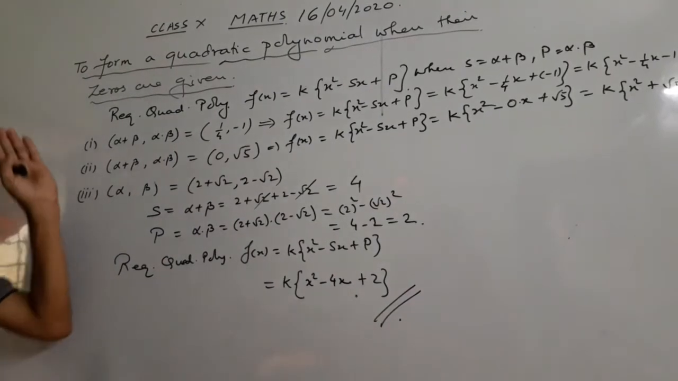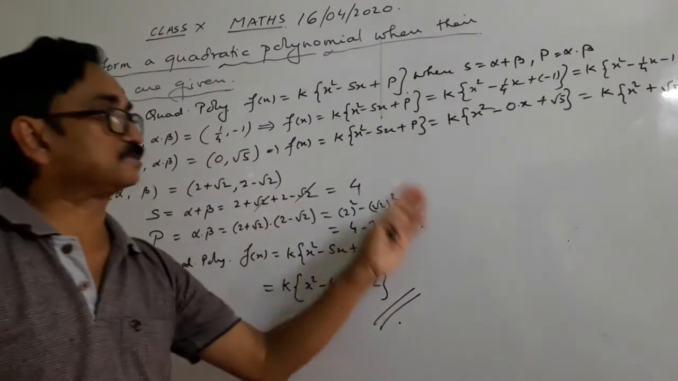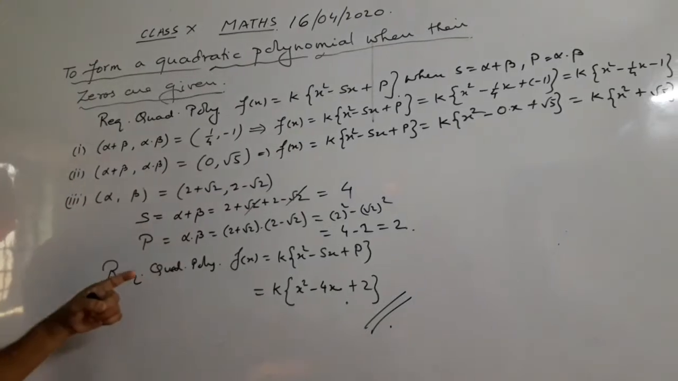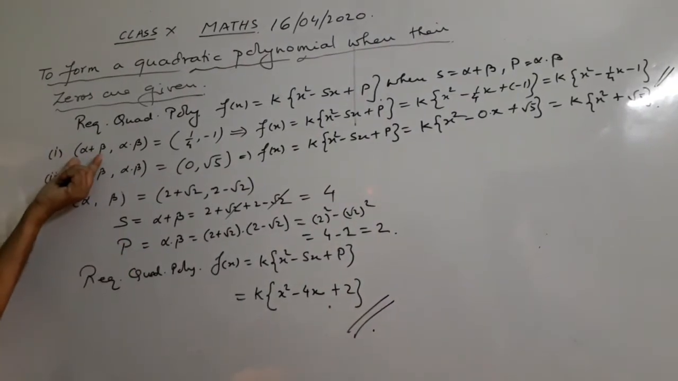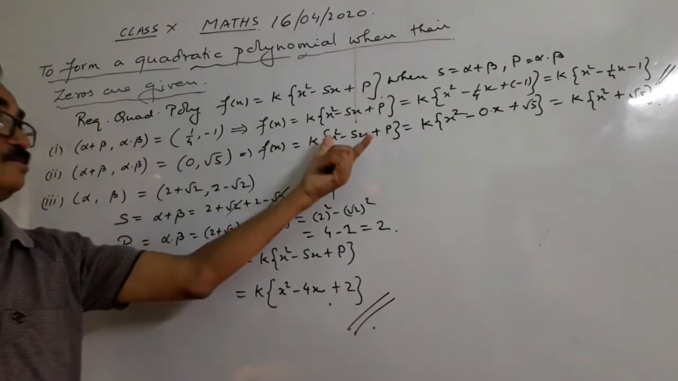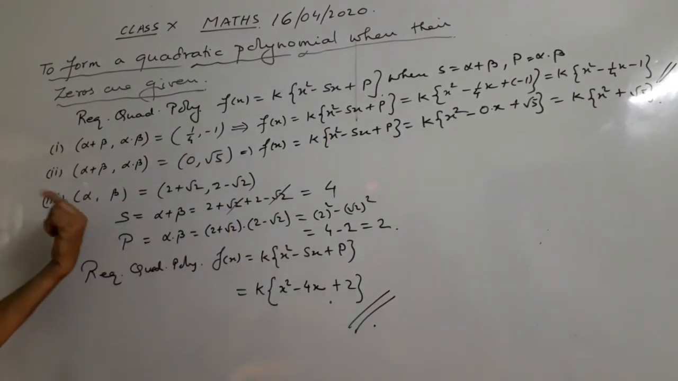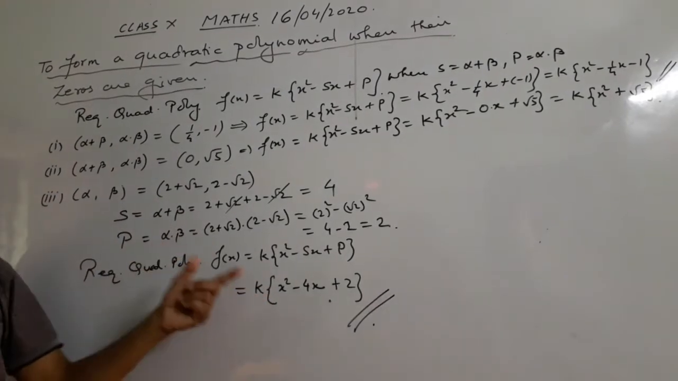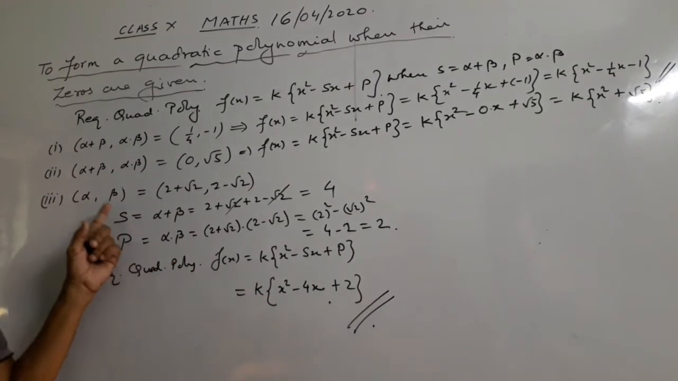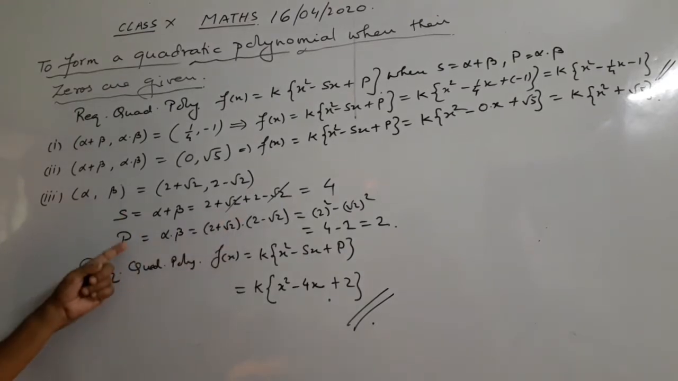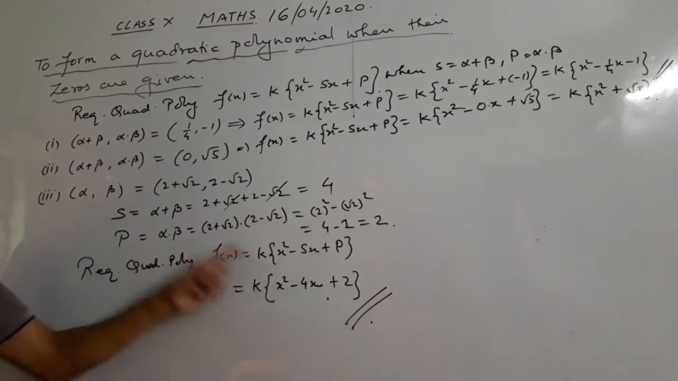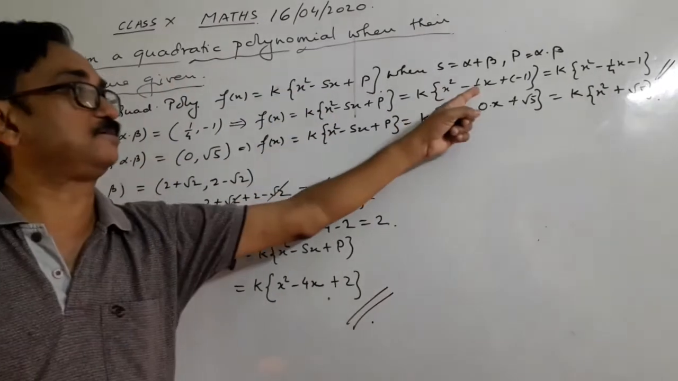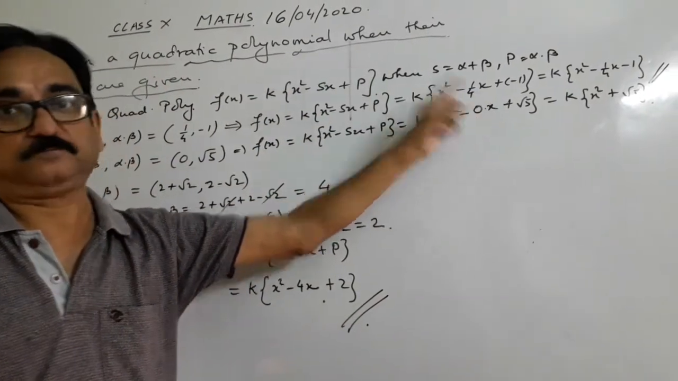Whenever this type of question comes in an examination, you must be careful about reading the question again and again, whether the sum and product are given directly or the two zeros are given separately. If the two zeros are given separately, you have to first get the sum by adding them and then the product by multiplying them, and then substitute in the formula. Otherwise we can do it directly by substituting in the formula.